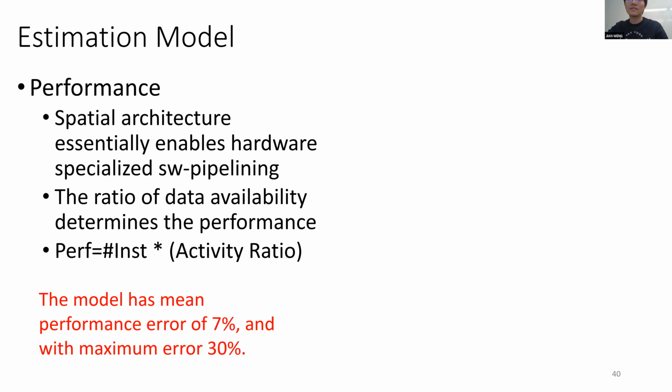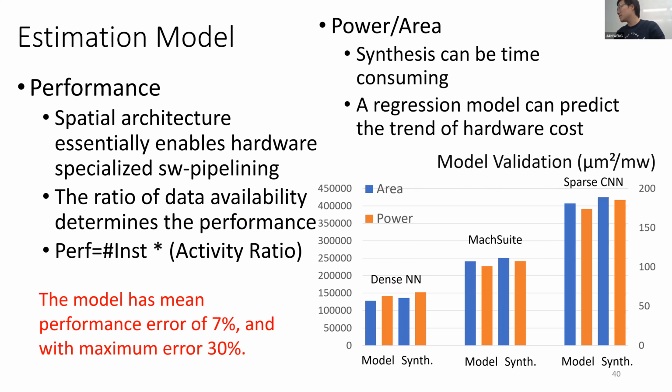This is the backup slide. So we evaluated in two pieces. One is the performance, the other is the power and area. For the performance, as I mentioned before, the main performance gain of a decoupled spatial architecture is the instruction level parallelism on the spatial architecture. We just count the number of the spatial instructions on the spatial architecture and the time set by the activity ratio. The activity ratio is determined by the data availability.